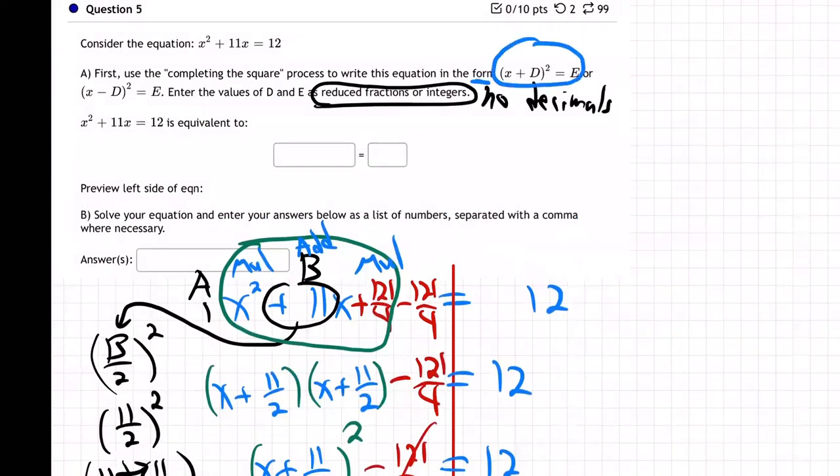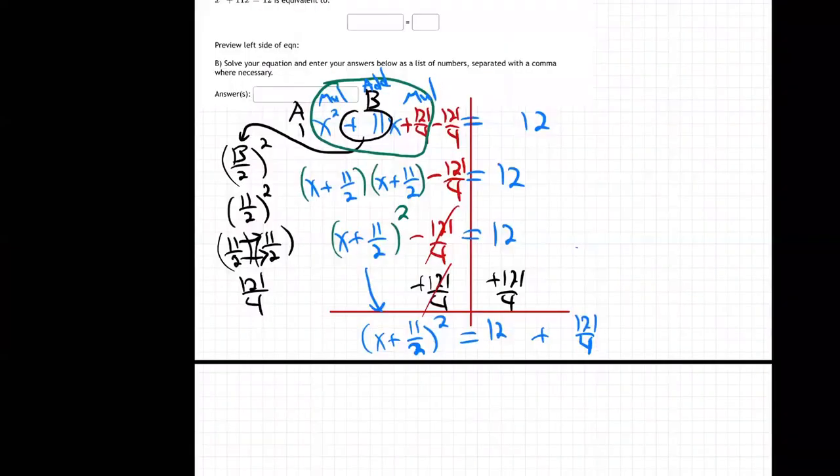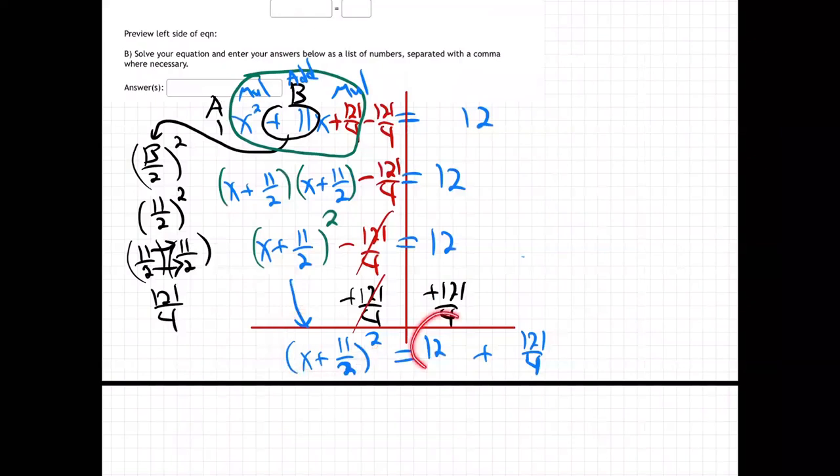Put it in the form where you have parentheses squared on the left side, nothing else, and then just some number on the right side. So I'm trying to get that, right? I've got parentheses squared now on the left side, and I'm going to combine these together to get one thing on the right side. How do I do that? How do you add 12 and 121 over 4?